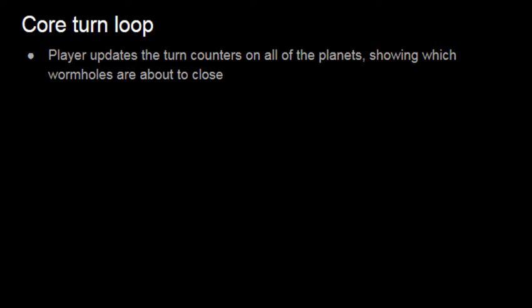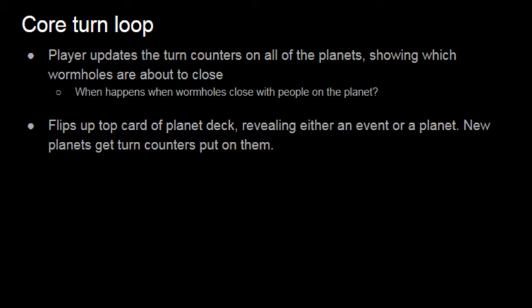Anyway, let's look at our core turn loop. We've looked at the core gameplay loop already. Let's see what a player's turn might look like. You update the turn counters on all the planets so you can see what wormholes are going to close. So you've updated the state of the wormholes. Thinking about this, what happens when wormholes close if someone's still on the planet? You flip the top card of the planet deck, you get either an event or a planet. New planets get turn counters put on them to say, hey, this wormhole closes in 3 turns. Is there a limit on number of planets in play? Or is it just that they happen to come and go as the wormholes open and close?